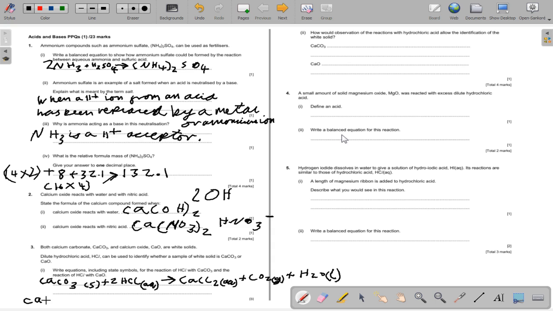And then for this one, CaO solid plus 2HCl aqueous all goes to CaCl2 aqueous plus H2 hydrogen gas, which is gaseous. So the two observations that you should write down: for the calcium carbonate, a gas is given off. So just write gas given off, or you could put effervescence.